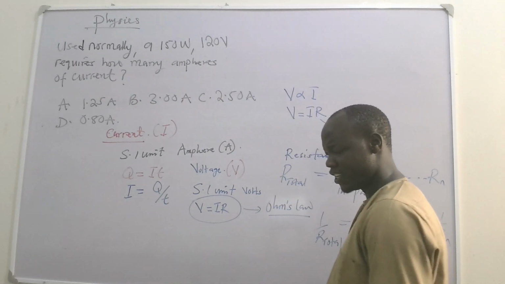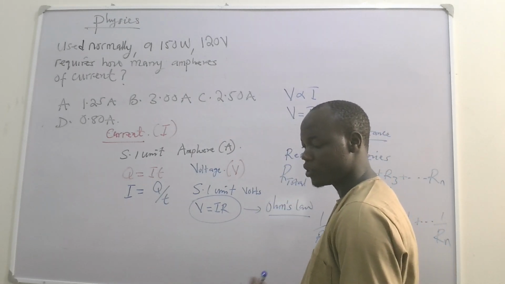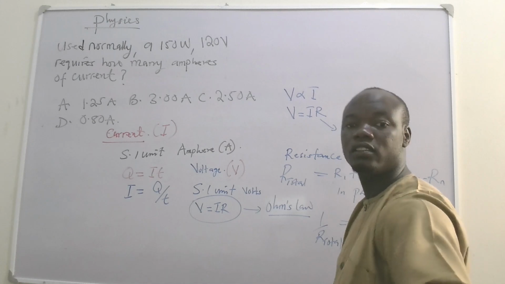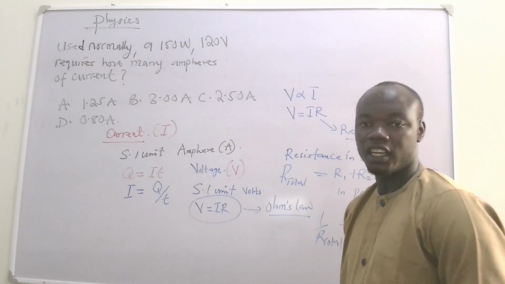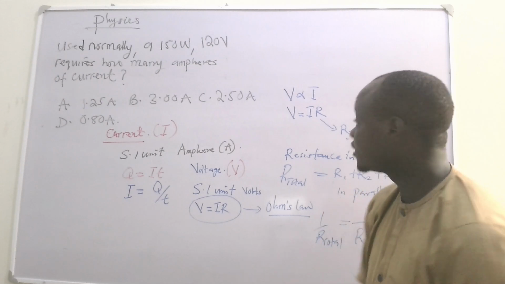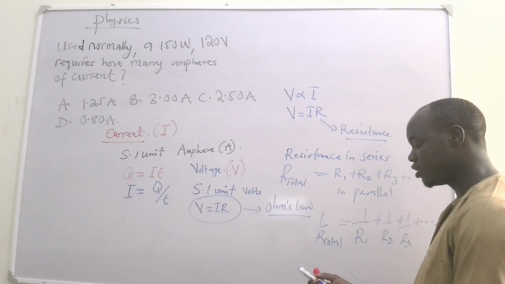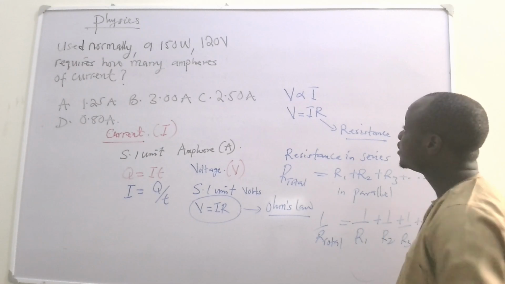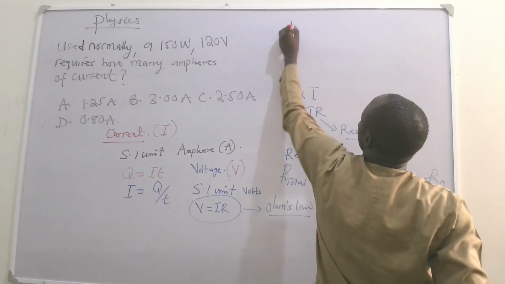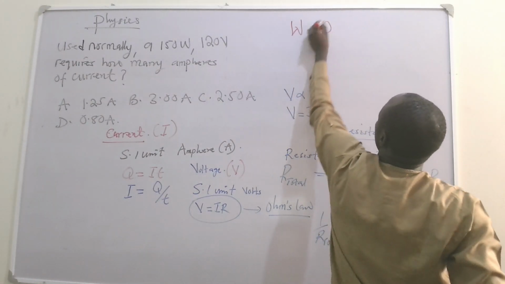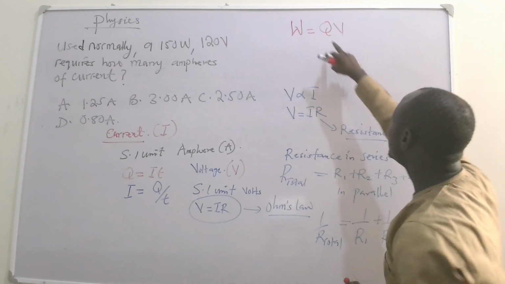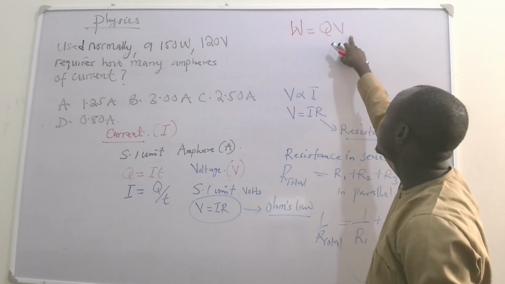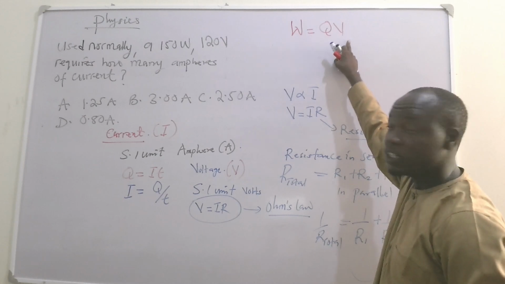So what is energy and what is the formula for calculating energy? We have energy in electricity, or work done in electricity. The formula for calculating work done in electricity is W is equal to QV. Q stands for quantity of electricity and V stands for voltage.